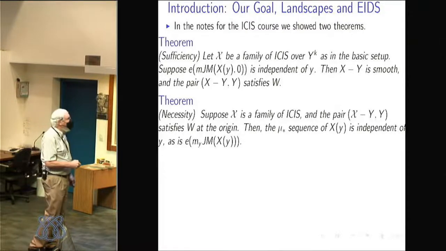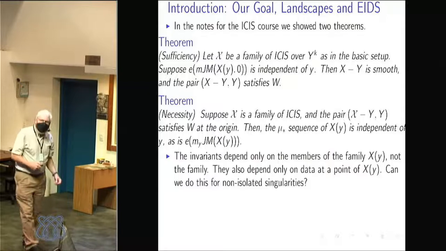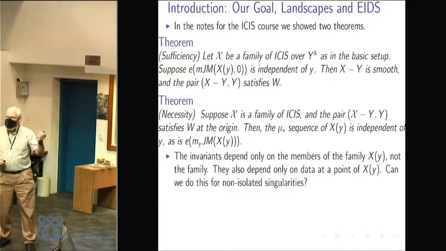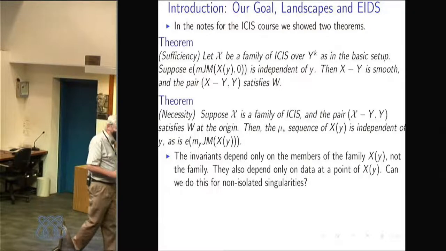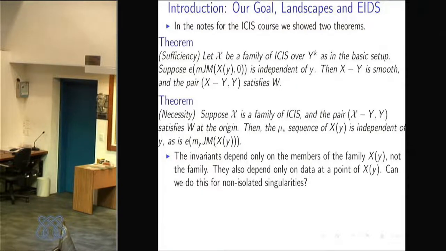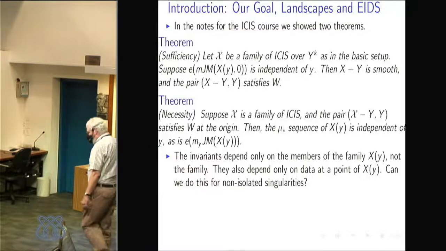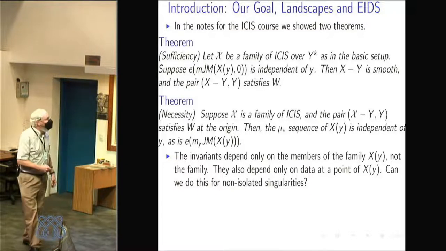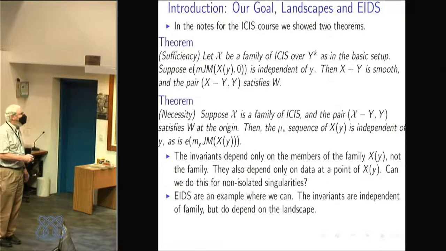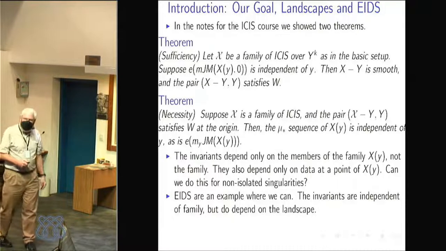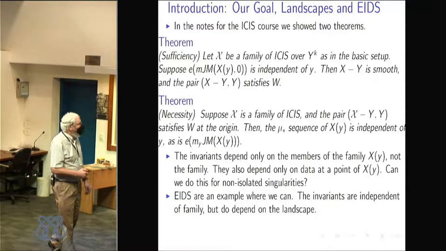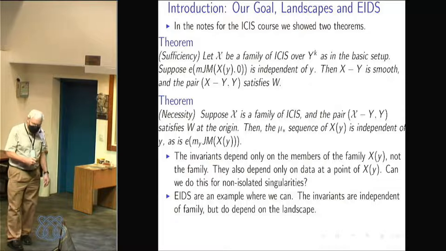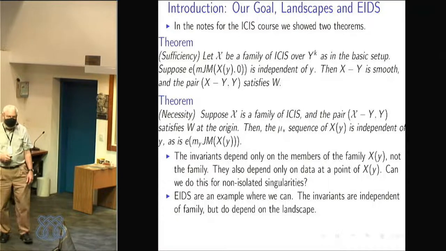Okay, why was this a good theorem? Well, the invariants depend only on the members of the family. They don't depend on the family itself. And they also only depend on what's happening around the origin. So can we do this for non-isolated singularities? And the answer is that I hope to convince you that the EIDS, the AIDS, are an example where we can. So the invariants are independent of family, but as we'll see, they depend on the landscape.